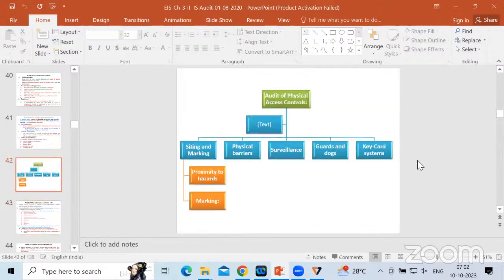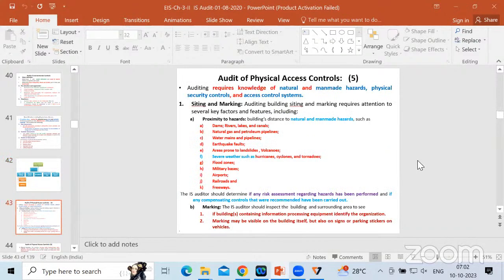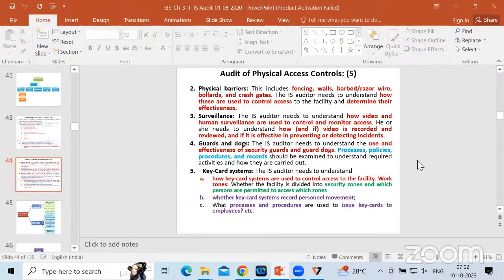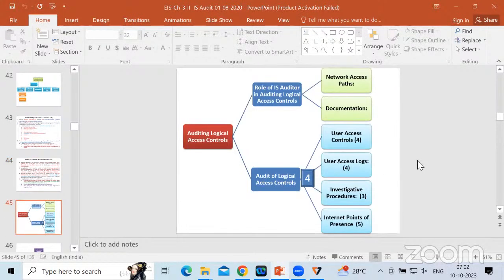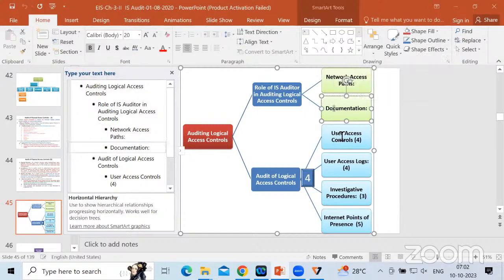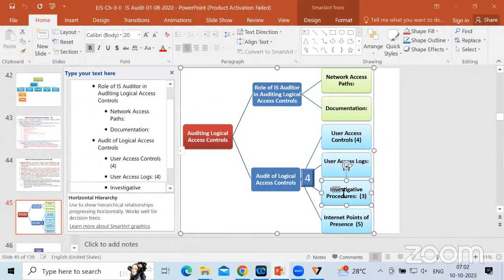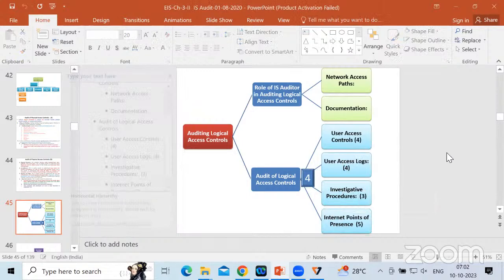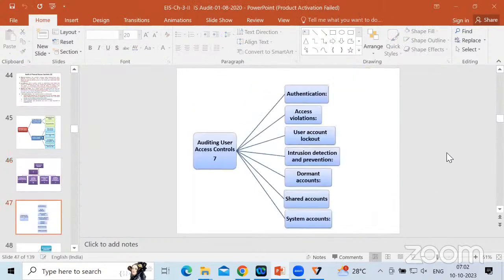Now, the things related to audit of physical control, audit of logical control, audit of database control, all these things, you just go through that. There is no big deal because we have already seen everything in the control. Whatever control we have seen, you are checking as an auditor whether it is functioning. That is called auditing control. So here, if you see auditing logical access control, you have to check whether it is working fine or not. Network access path, documentation, user access control, user access logs, investigative procedure, internet points of presence. All these things are very simple. You can just go through that and understand it.